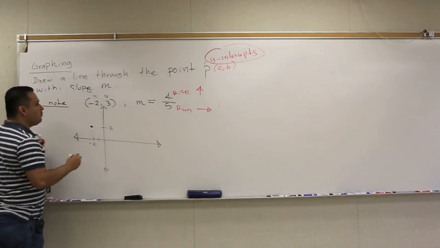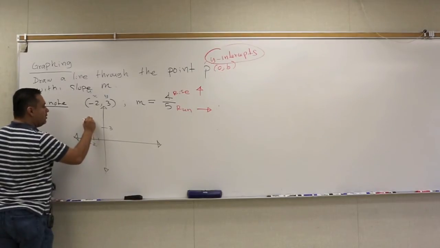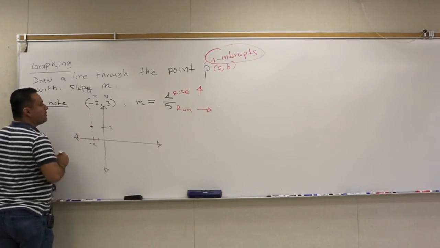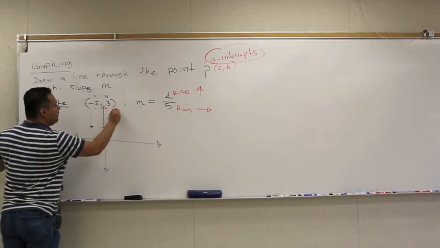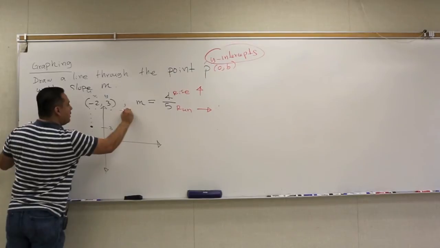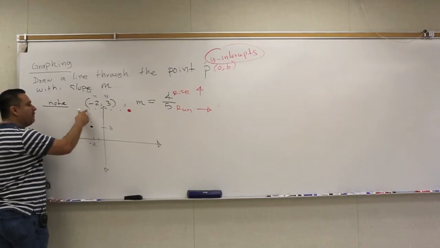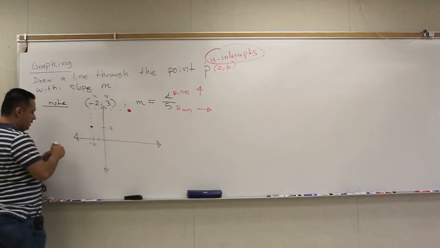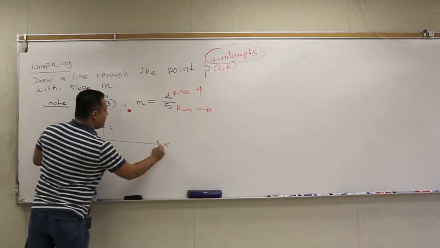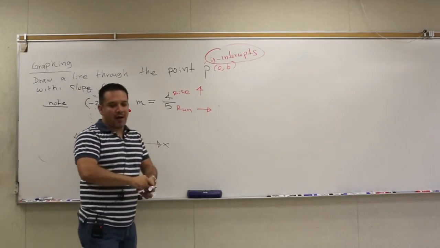So let's plot the next point. I have to go up how much from this point? 1, 2, 3, 4 units. And then go over how many? 1, 2, 3, 4, 5. This is the location of the next point. So I went up 1, 2, 3, 4, went to the right 1, 2, 3, 4, 5. X-axis, y-axis. I get to now draw my line.